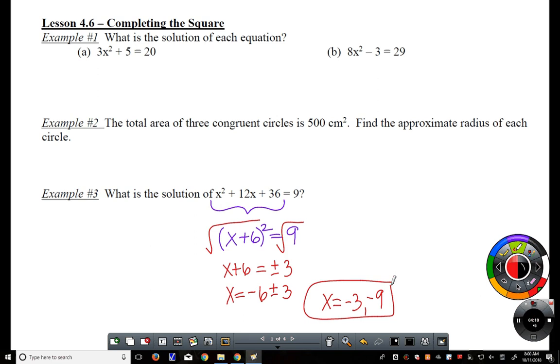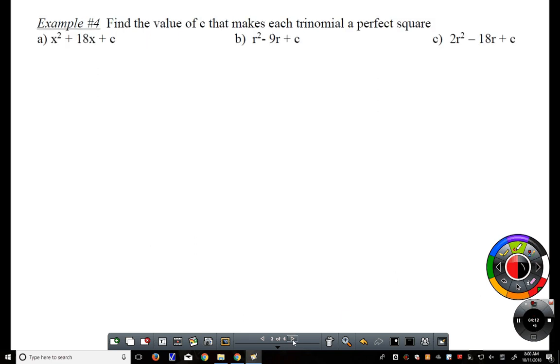Okay? So here are 3 expressions that don't have a constant in them, and our job is to figure out which constant would make them a perfect square. Okay? So remember, that means 2 of the exact same factors.